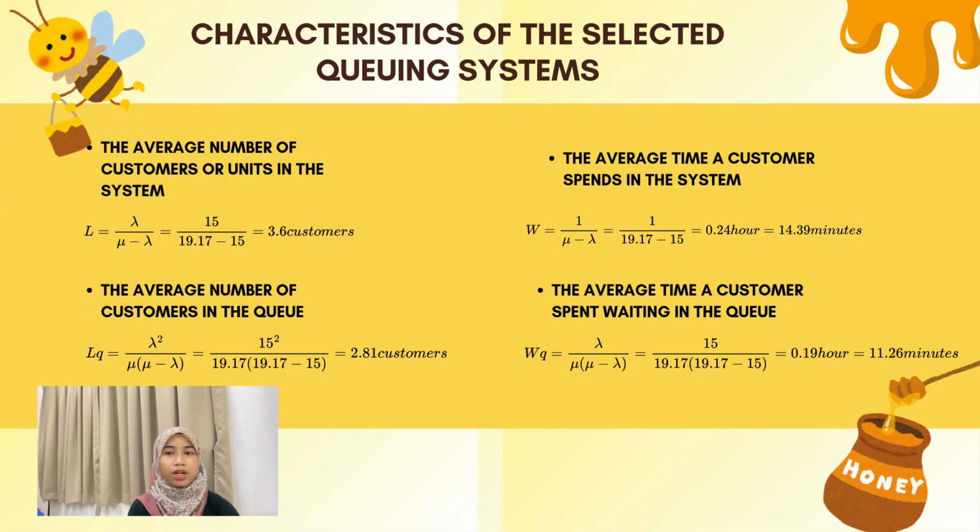Lastly, the average time a customer spends waiting in the queue. So the formula WQ equal to lambda over mu bracket mu minus lambda, equal to 15 over 19.17 bracket 19.17 minus 15. So we get WQ equal to 0.19 hour, or in minutes we get 11.26 minutes.